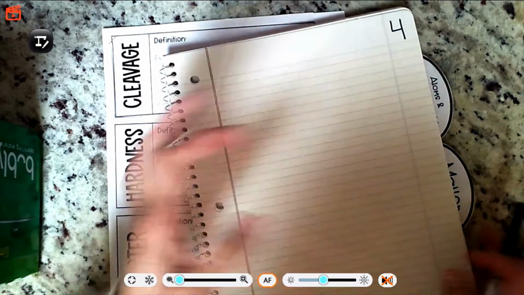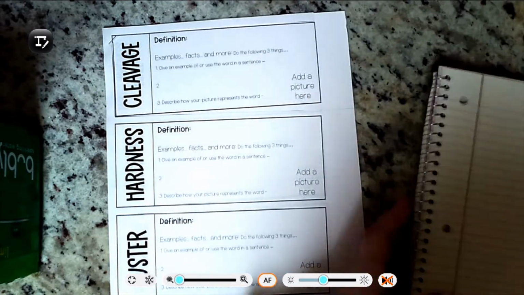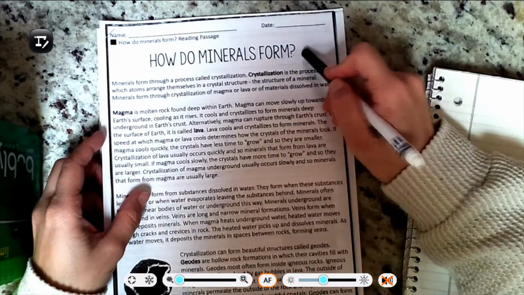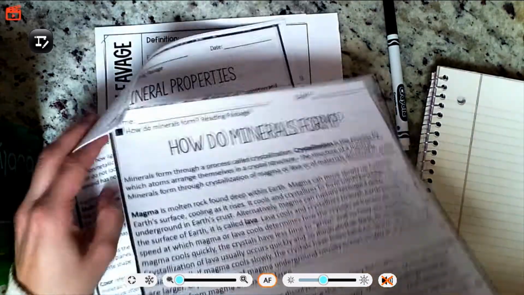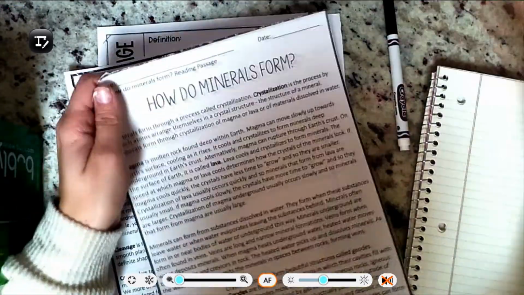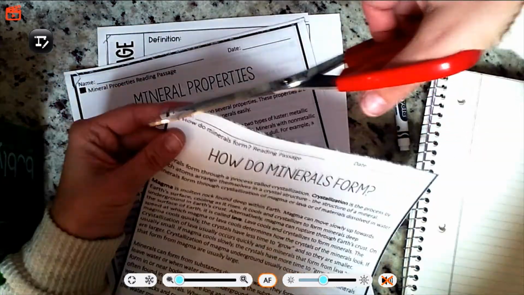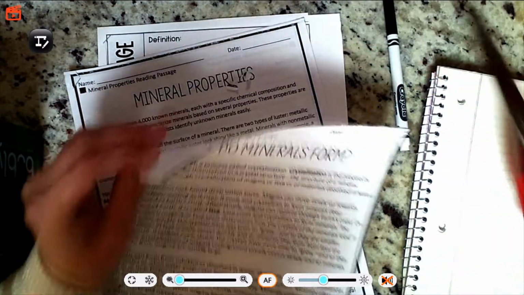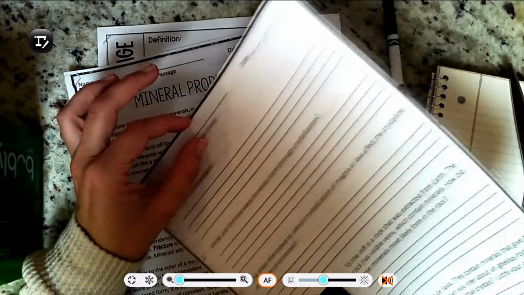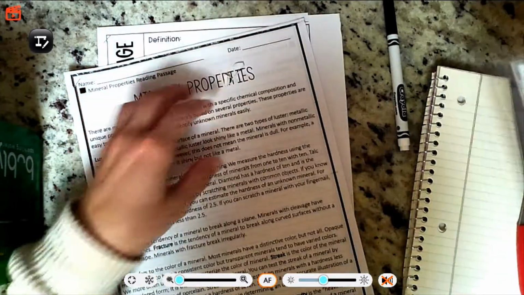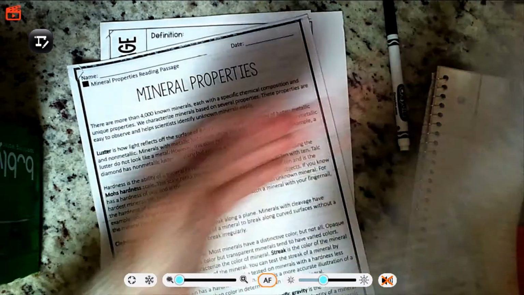So for page 4, you're going to need the front of this packet. How do minerals form? So get that. And this time you don't want to trim off the name part, because you'll notice on the back, we're going to write on it. So you're going to need that little spot to glue it in. So you need that one, how do minerals form?